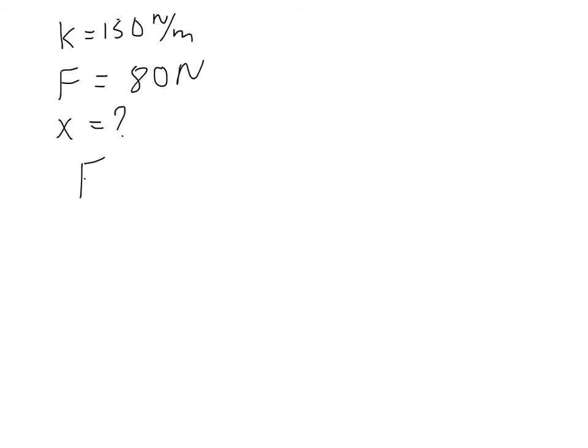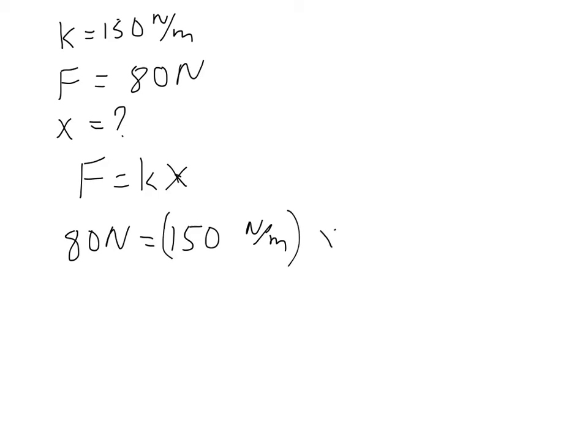So all we're going to use is F equals kx. And we say 80 newtons equals 150 newtons per meter. Let me erase that parentheses, that shouldn't be there. Times x. So when we solve that, 80 divided by 150 gives us x is 0.53 meters. So that's number 1. Number 2.